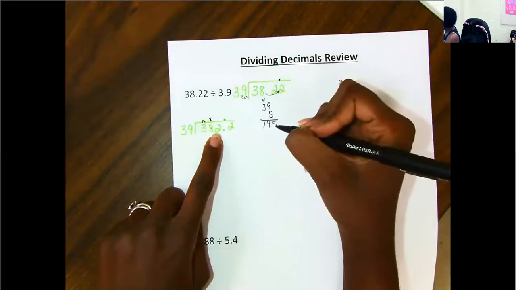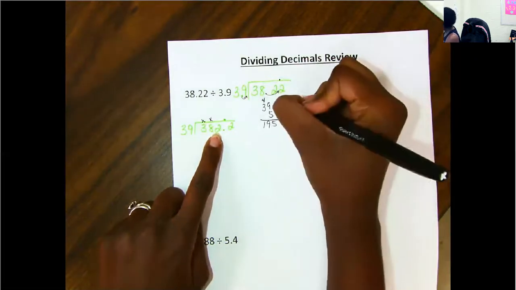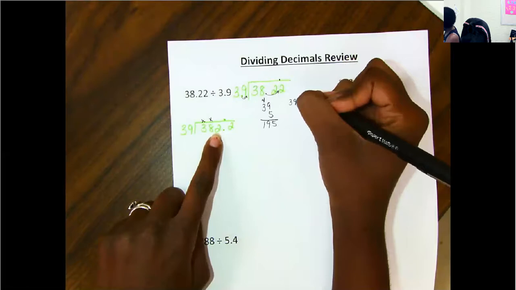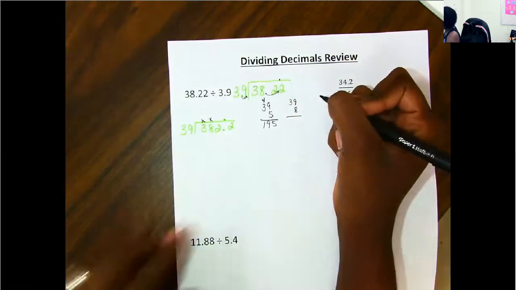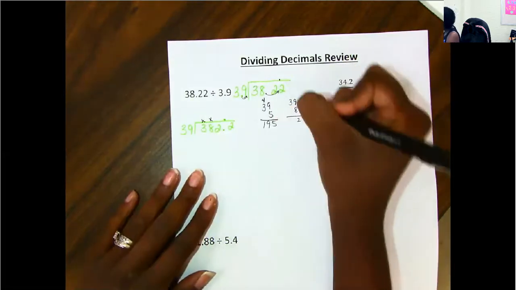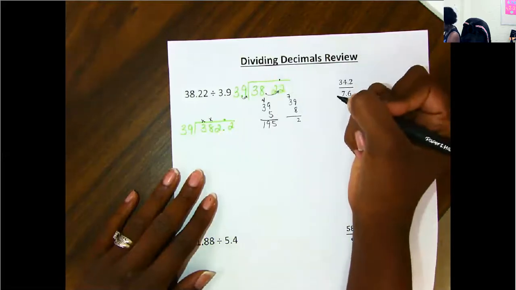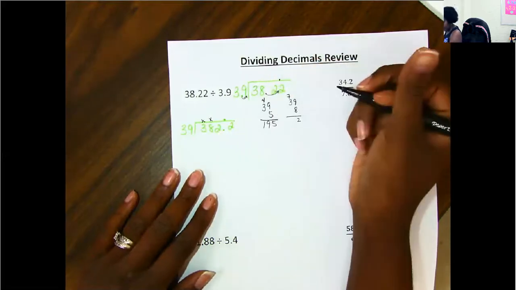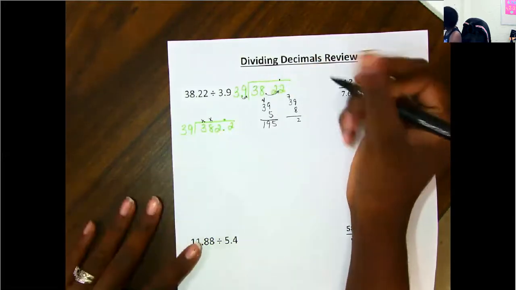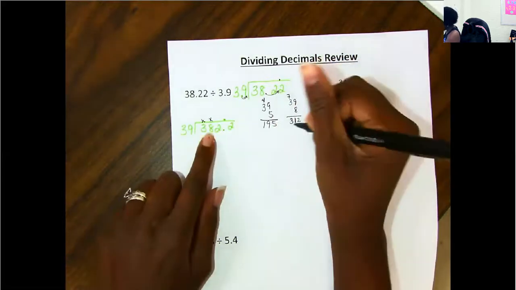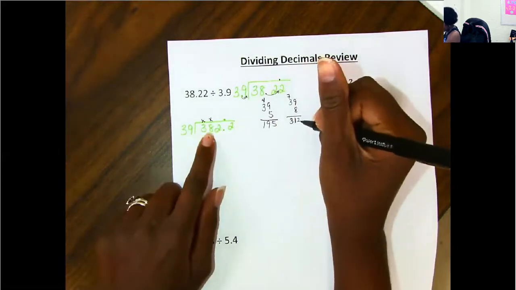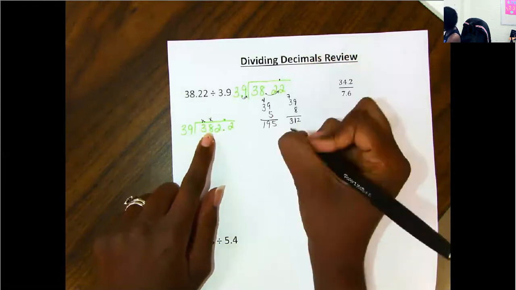Not too close, so I need to jump a little bit higher. Let's try 39 times 8. 9 times 8 will give us 72. Carry our 7. 8 times 3 will give us 24. Plus 7, which is 31. A little bit closer. I'm in the 300 range. Let's go a little bit higher. Let's go 1 more higher.